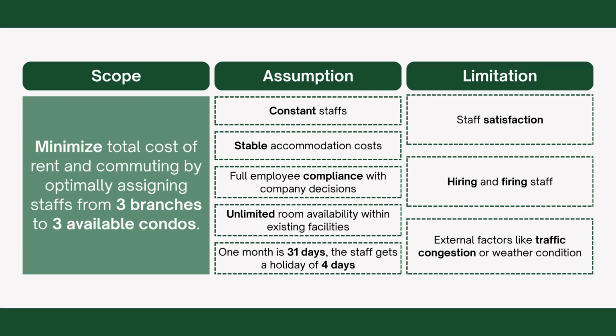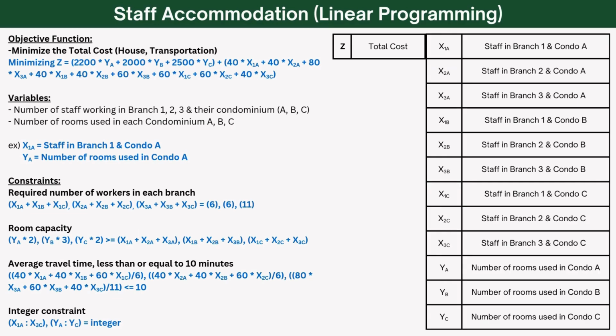And we assume that the number of staff has no change, accommodation cost is stable, employees fully follow the company's decision, the room number is unlimited, and 1 month has 31 days, and staff get a holiday of 4 days per month. In terms of limitations, staff satisfaction for condominiums, hiring and firing staff, and external factors for transportation are limited in accounting. Next is the management science technique, which is linear programming.